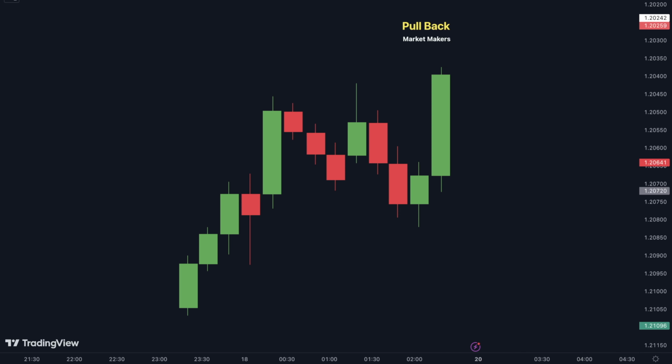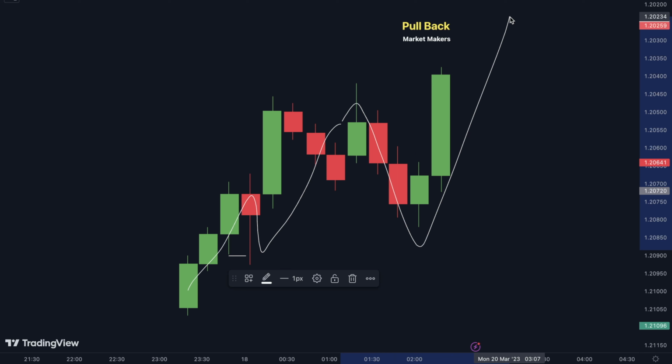So where is our pullback confirmed? This is our pullback confirmed, the first pullback, because it has taken the previous candle's low. In a bullish trend, when the candle's wick or the impulsive move takes the previous candle's low, it is considered a pullback. So our trend is something like this: upside, this pullback, and this is a single move upside. This is our pullback and then push up.